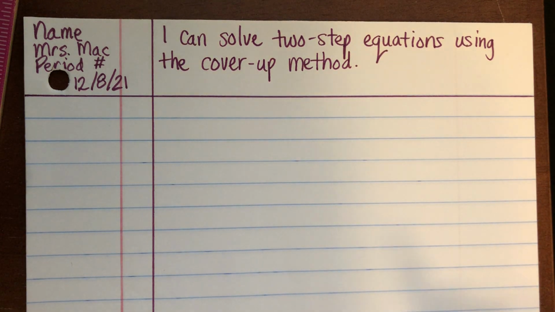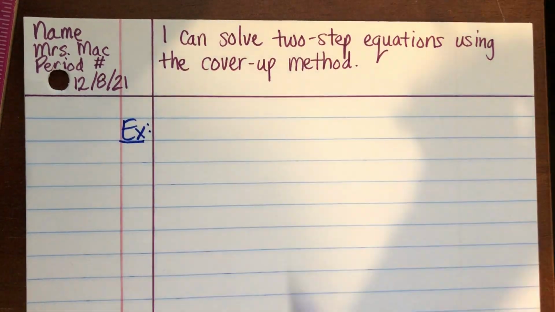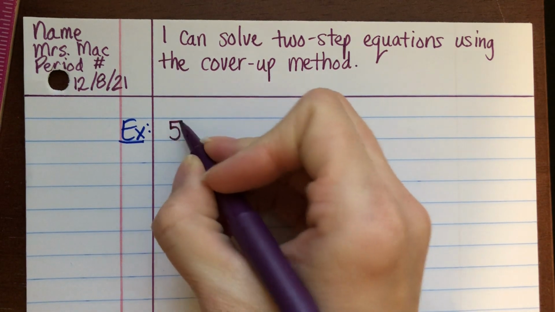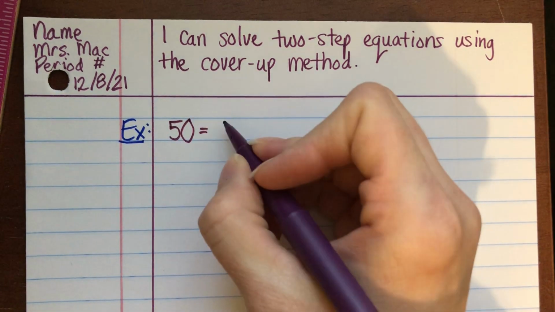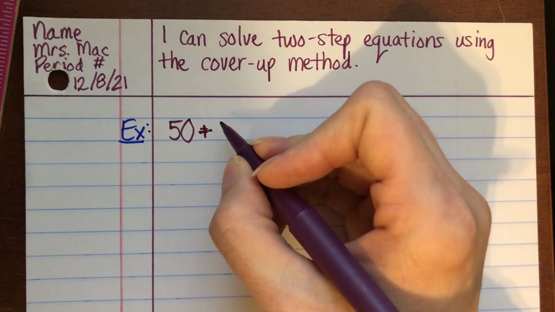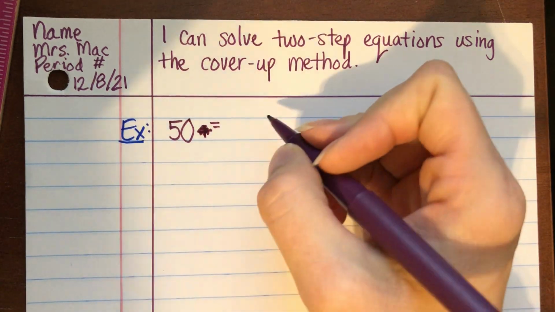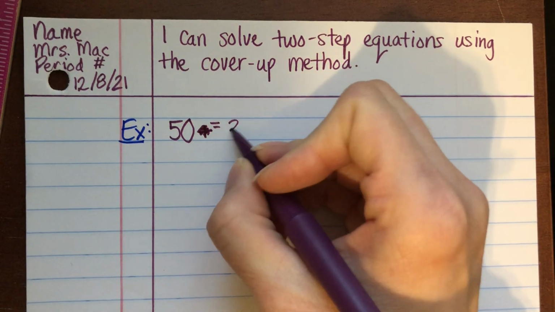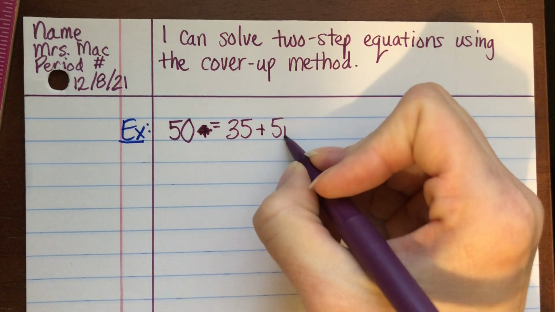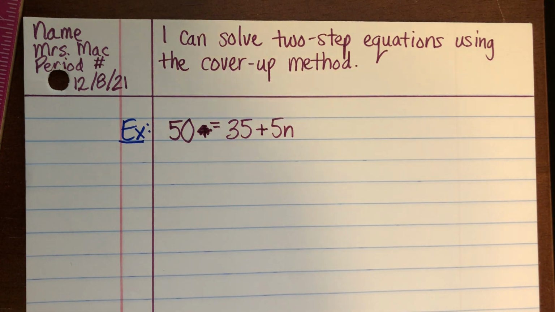So let's take a look at a very simple example, and I'm going to show you how we use that cover-up method. Oh, sorry, I'm already making mistakes. Okay, so 50 equals 35 plus 5n.